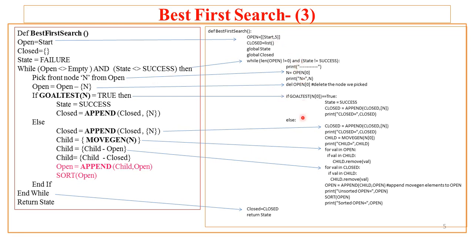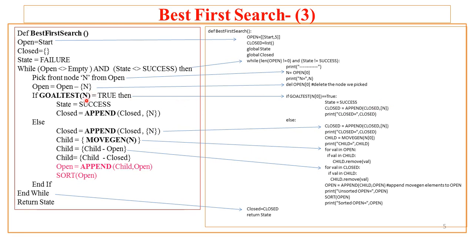Some extra print statements are used so that we can see the changes happening in the open and closed list at the time of execution. That's why some extra print statements are used. Now this goal test function and the part of if is coded like this: if goal test, so goal of n of 0 is true, then the state variable is given the value success, and the given node n is appended to the closed and that is printed.